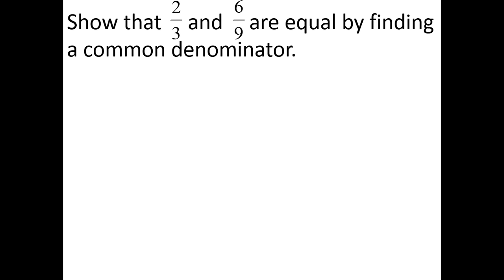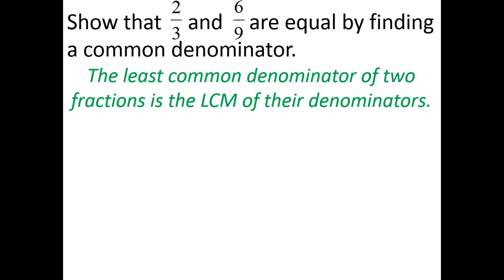So how can we show that two fractions are equal to each other? Well, there are several different ways, and the first way we're going to look at is by finding a common denominator between the two fractions. Now we're going to use the fractions 2/3 and 6/9 as our example.